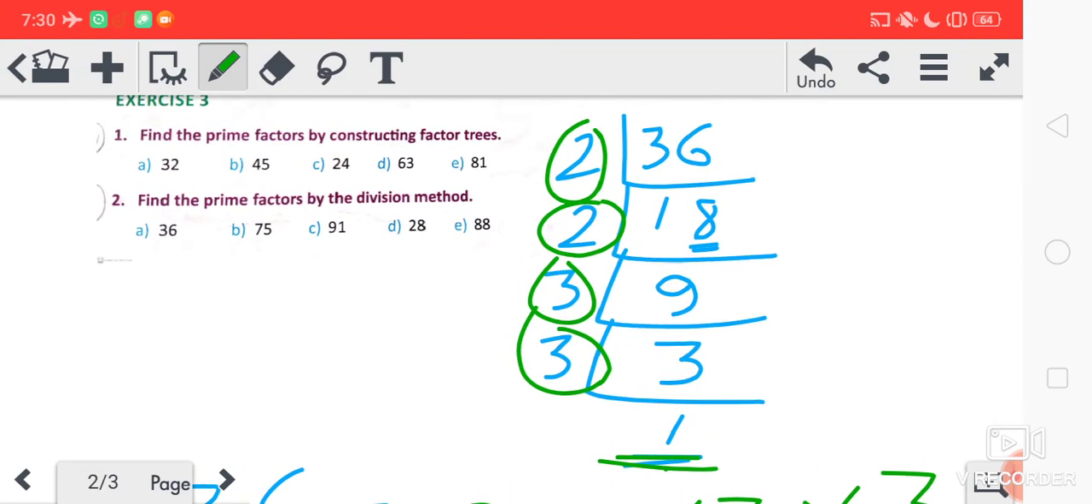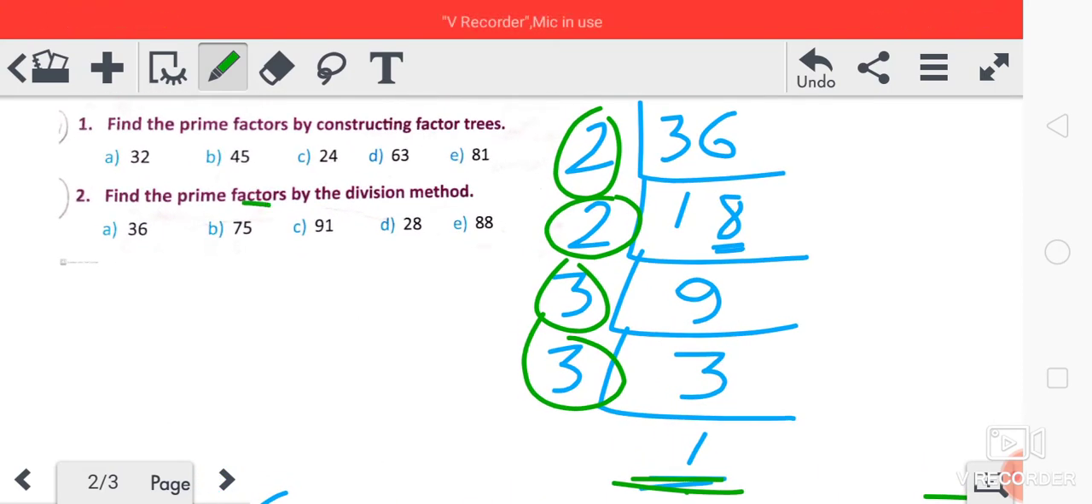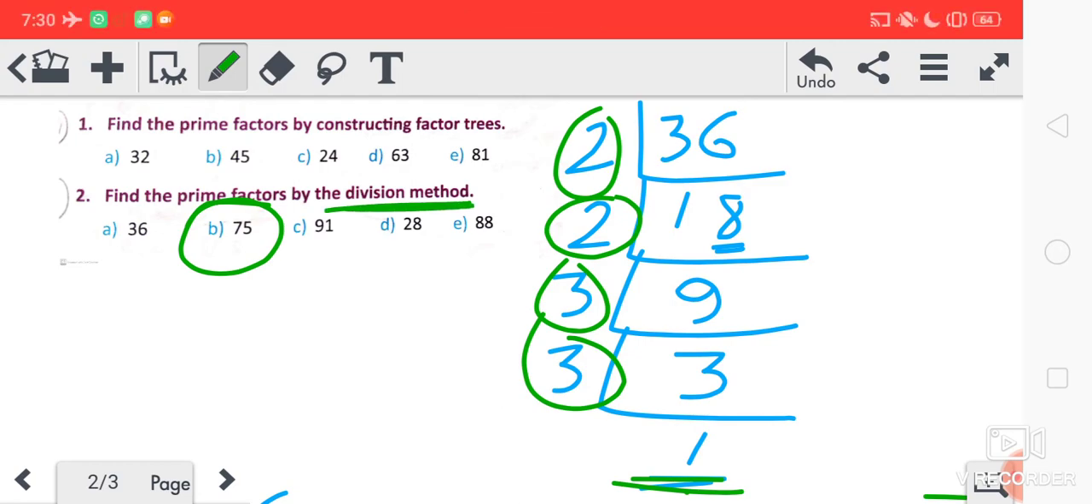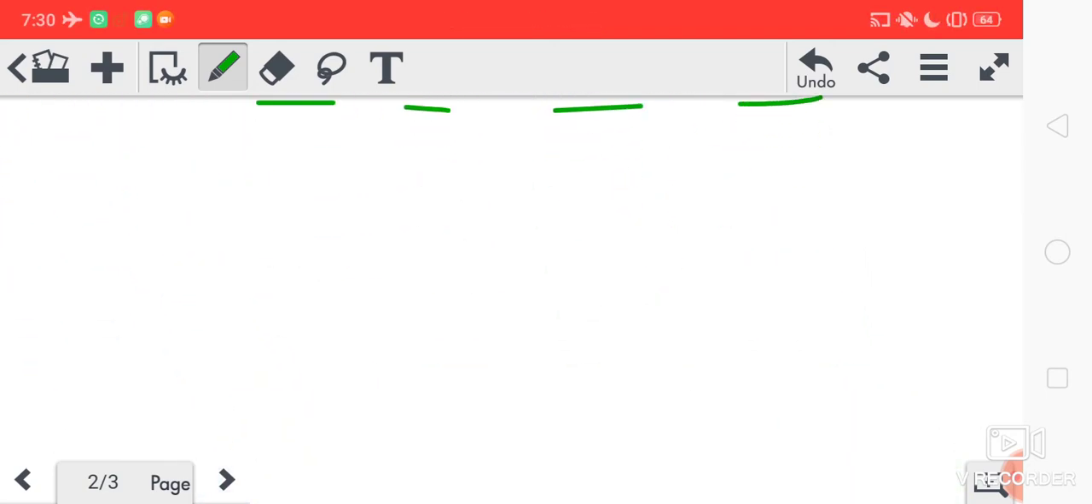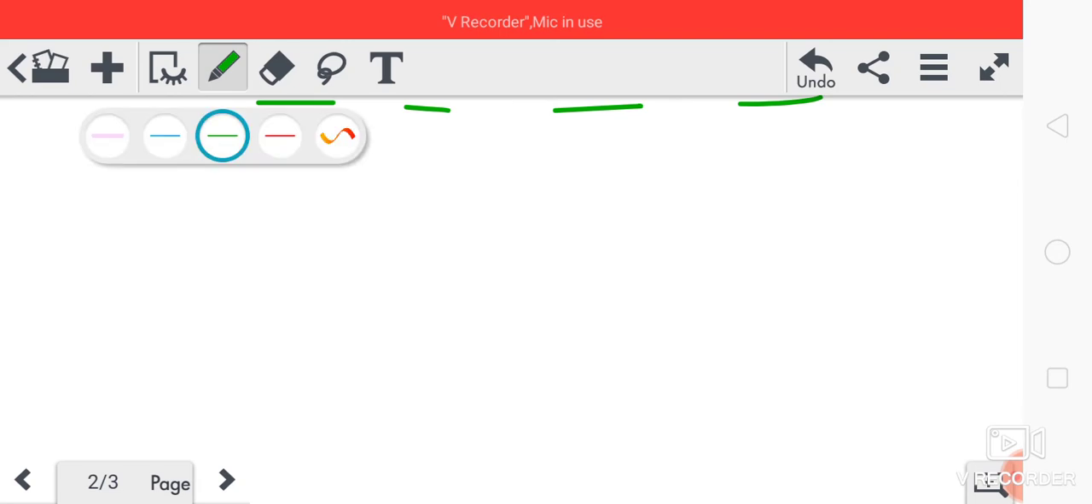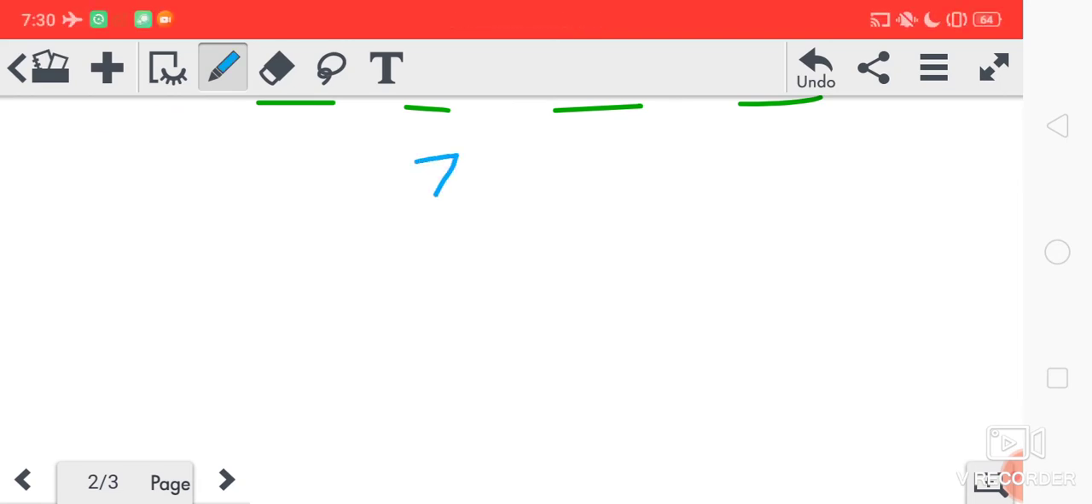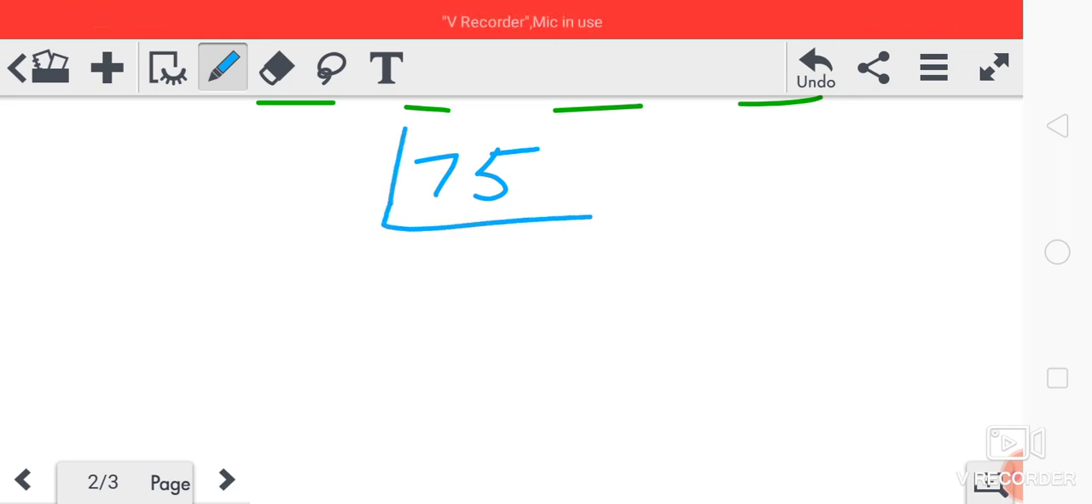Okay, now come to another question. Just look here: 75. We have to find the prime factorization by the division method of 75. Again we can take 75. Now can we take 2? Is 75 divisible by 2? The last digit is 5, so it is not divisible by 2.